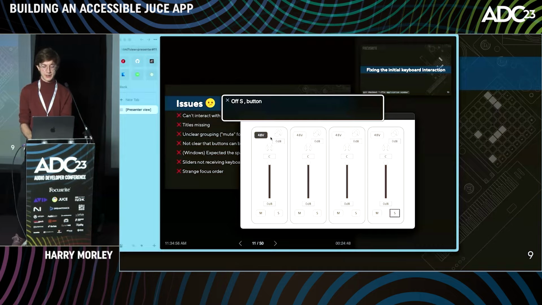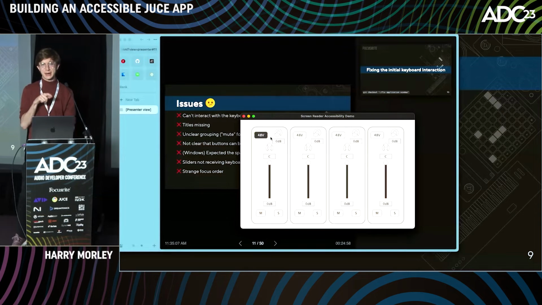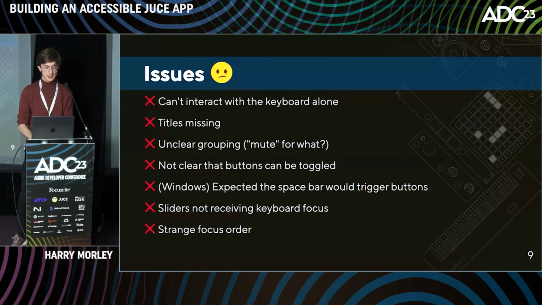And if I use the VO and arrow keys, off. Off. To sort of navigate around. Vertical slider. Off. Off. 0 dB. Vertical slider. VoiceOver off. It would go to the other components, but tab was just going through the buttons. We'd probably expect that the sliders would receive keyboard focus as well. And there was a bit of a strange focus order going on as well, so we'll get to that.